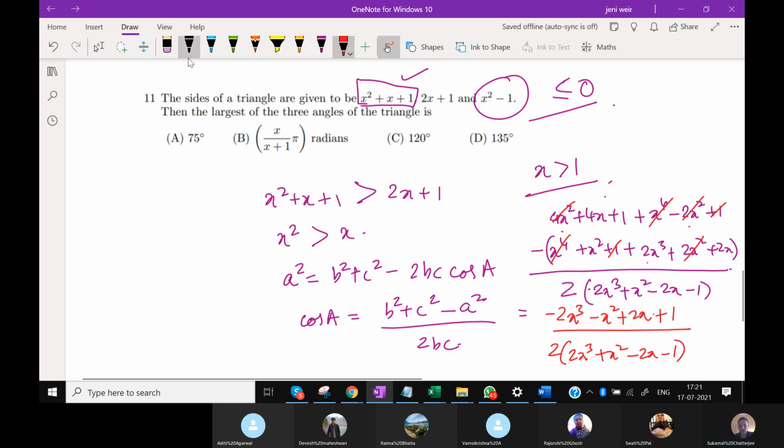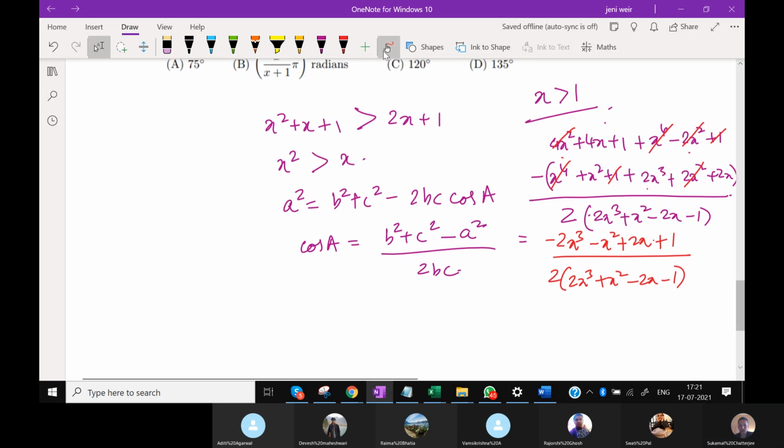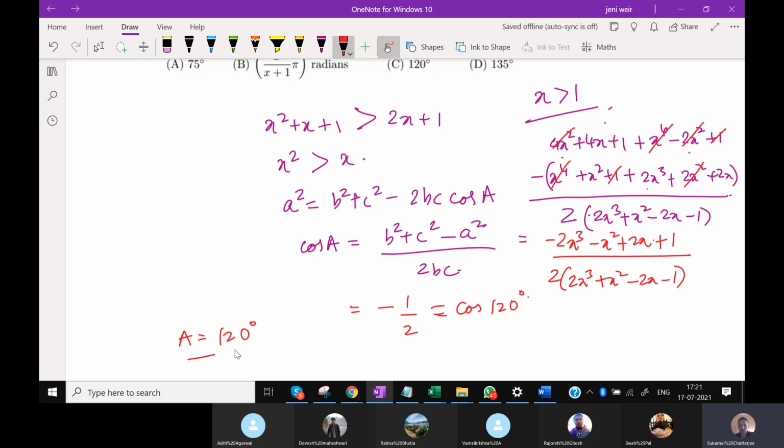That means this becomes equal to minus 1 by 2. So that means cos A is equal to cos of 120 degrees. So A is 120 degrees.